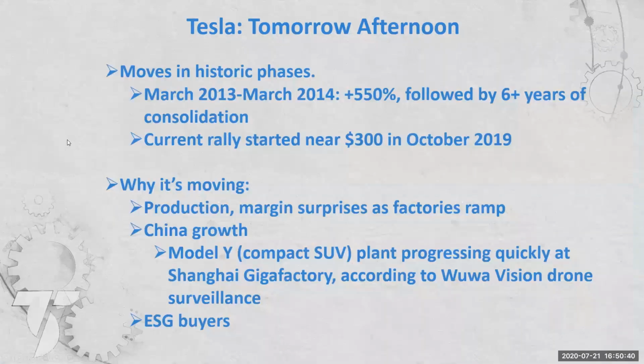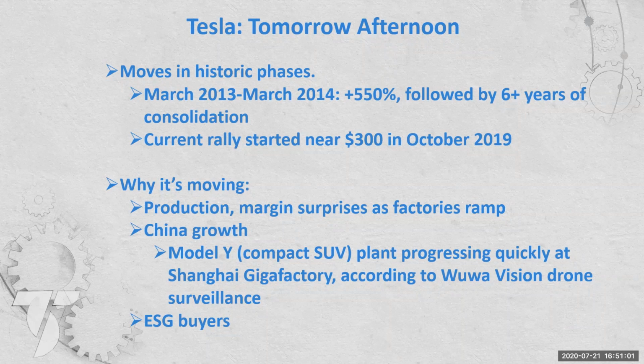That was about a 550% move, and now Tesla is also up about 550% since October. That move lasted about a year. This move so far has been about 10 months. I'm not saying Tesla's done going up. I'm just saying that it's interesting to look at that.